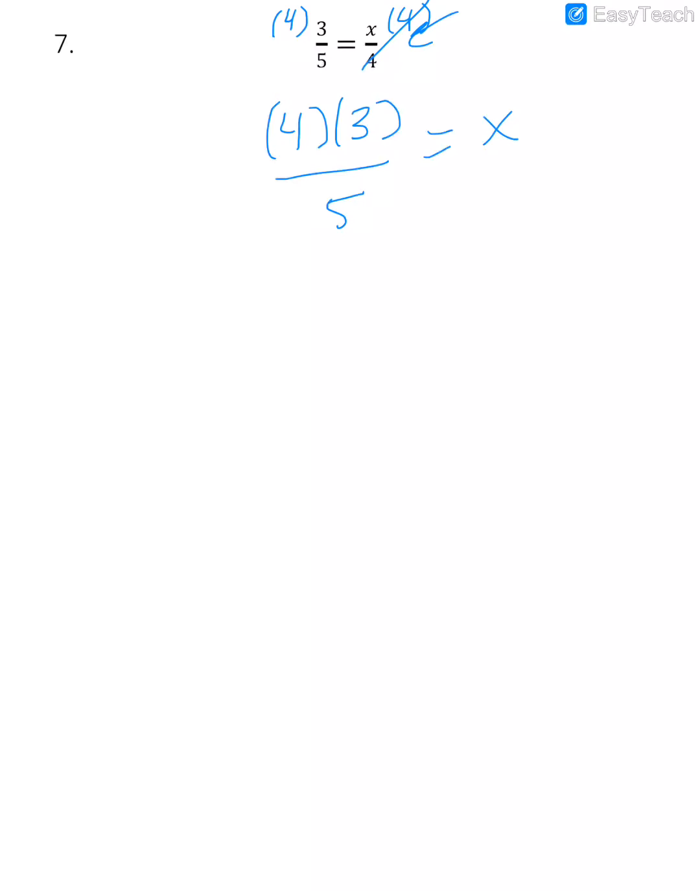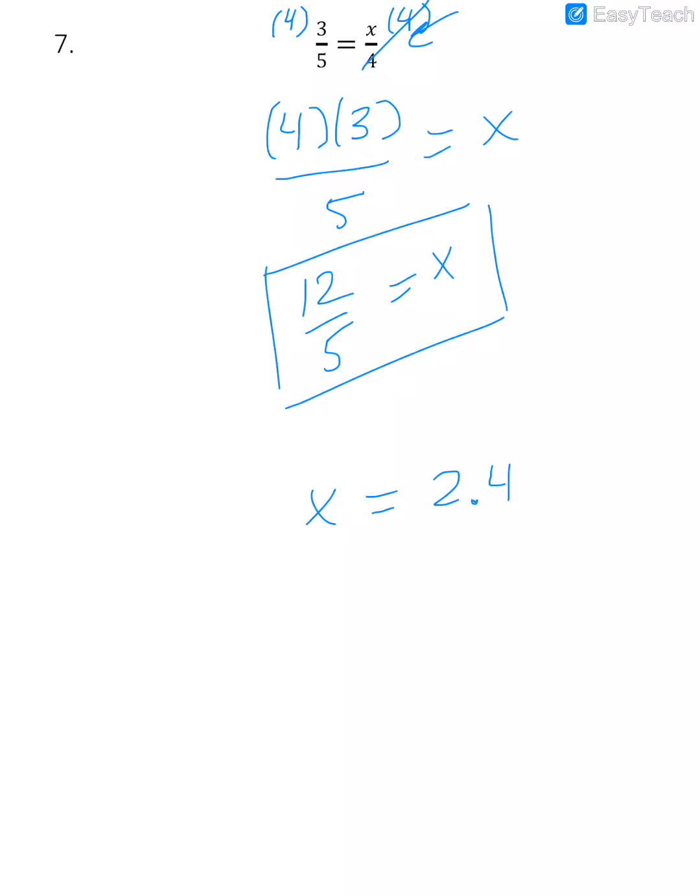So now we basically just have to simplify it. And because it started as a fraction, we want to leave it as a fraction. So 4 times 3 is 12 over 5, and that cannot be simplified anymore. That's our final answer. If you divided it out, you'd get an answer of x equals 2.4, which is also correct, but get in the habit of leaving it as a fraction, as we talked about in class.